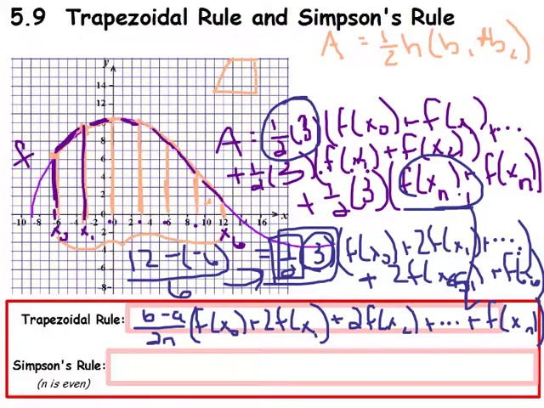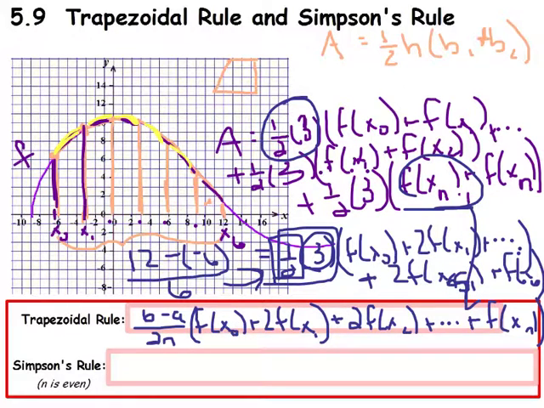Alright, Simpson's Rule I'm not going to derive in a picture for you, but what it comes from is kind of taking curved parts right here instead of trapezoidal parts, little parts of parabolas or quadratics, which makes it even a better estimate for the area under the curve. You saw how good a trapezoidal was.